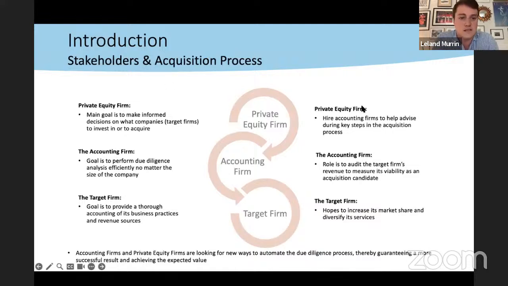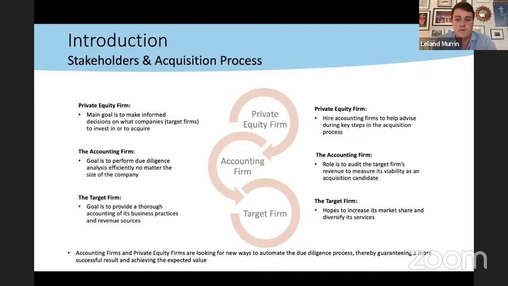Getting into the process that an acquisition would typically undergo, there's a private equity firm whose main goal is to stay informed in whatever decision on whatever target firm they would like to invest in or acquire. They would hire an accounting firm, like I was mentioning. They would perform the due diligence analysis efficiently, hopefully, and then the target firm would provide the general ledger data and revenue stream and business practices data that they could provide.